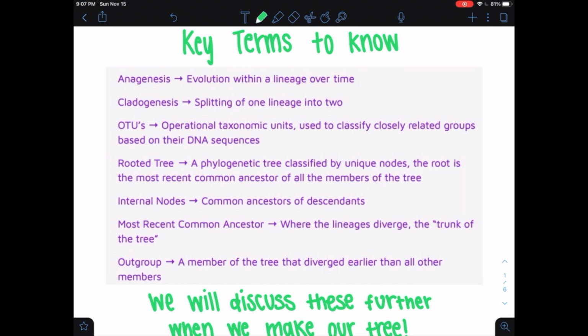In rooted trees, there are internal nodes, which are common ancestors of descendants. There is also a most recent common ancestor, which is the trunk of the tree, and is also classified as where the lineages diverge. Lastly, we have an outgroup, or a member of the tree that diverged earlier than all other organisms. For now, I will leave you with these definitions, but we will continue to discuss these further when we begin making our tree.